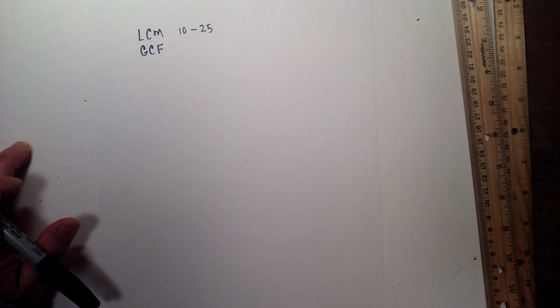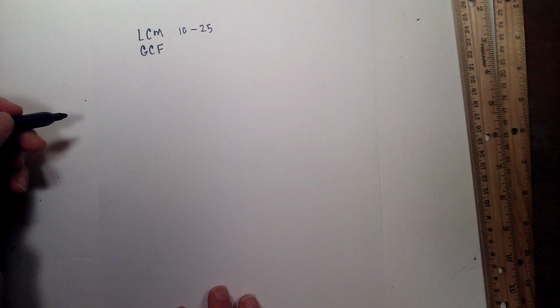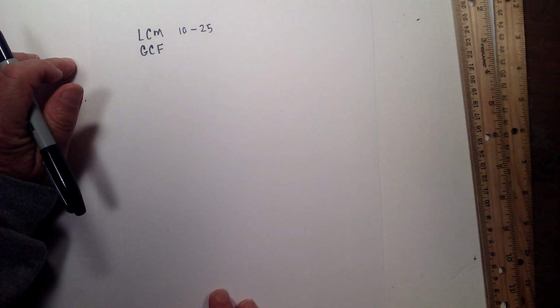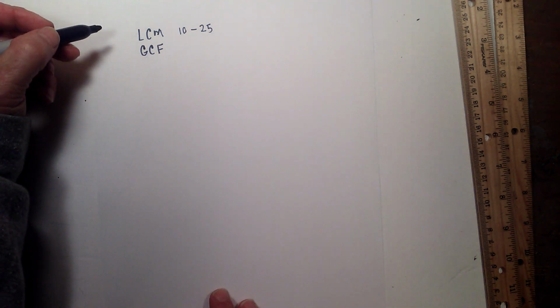Science and practice finding the least common multiple and the greatest common factor of the numbers 10 and 25. So let's get started. I like to use a factor tree in order to find the LCM and the GCF. I just think it's a little bit easier.